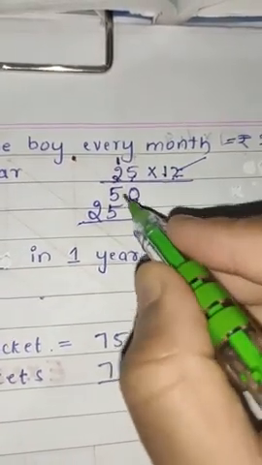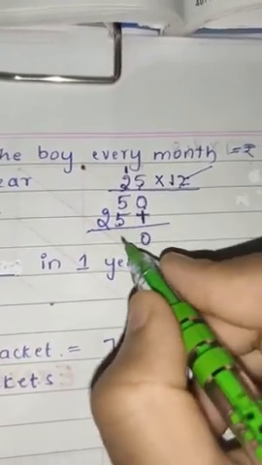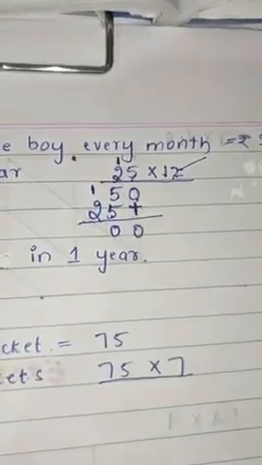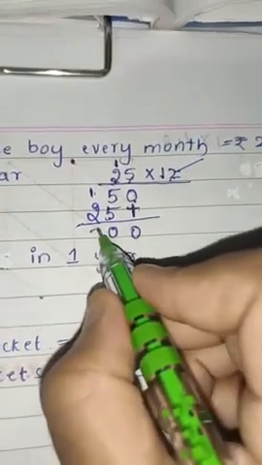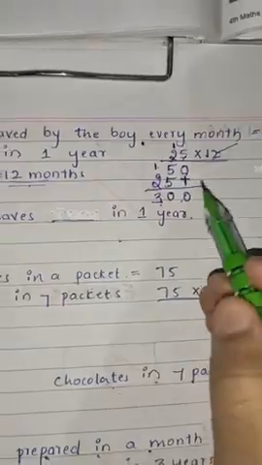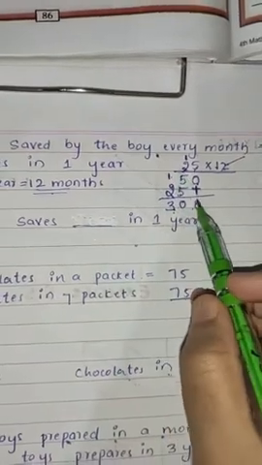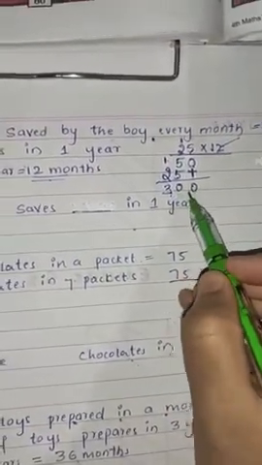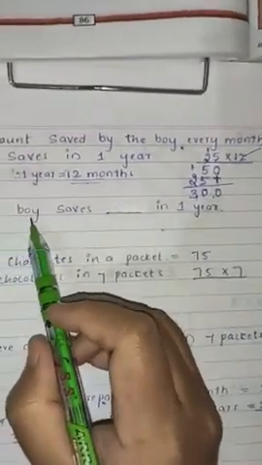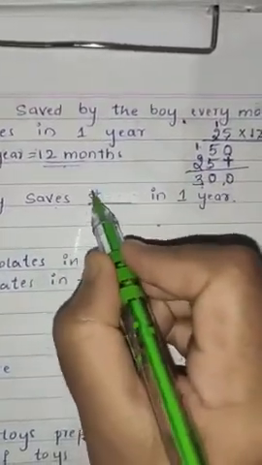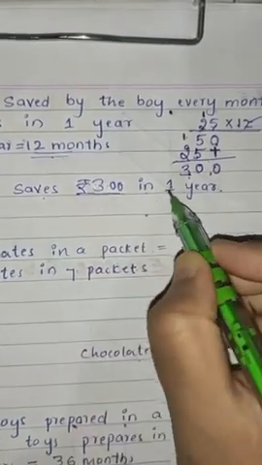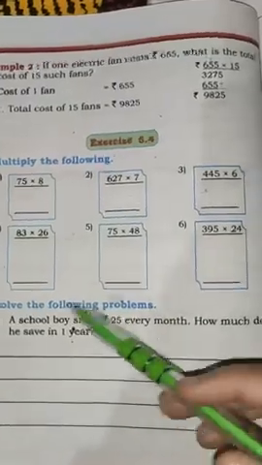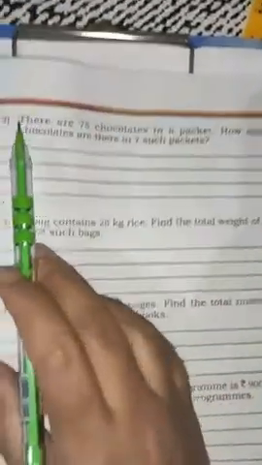0 to 0. 5 plus 5 is 10. So we'll write 0 here and give carry over to the next place. So 1 plus 2 is 3, right. So how much did the boy save in 1 year? He saved rupees 300, right. So a boy saves rupees 300 in 1 year. Understood, children? So we have solved this first one. Now let's take one more example.